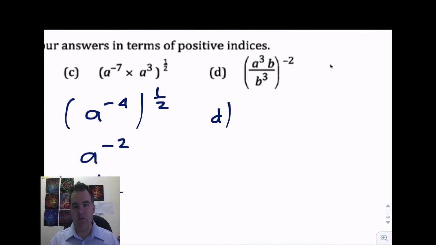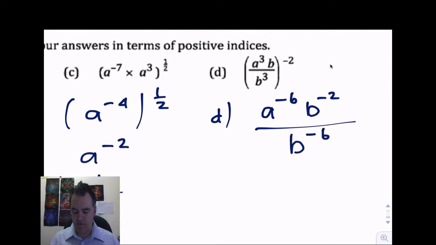So a cubed to the -2, power to a power, multiply, a to the -6. B to the power of -2 is just b to the power of -2. And on the bottom line, b cubed to the -2 is b to the -6. Okay, so we've got rid of that -2 out the front now. So on the top line, we're left with a to the power of -6. Let's just leave that there for now.